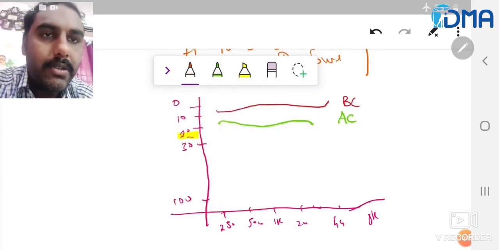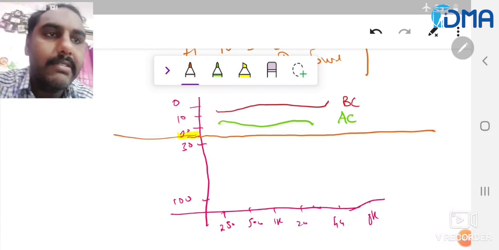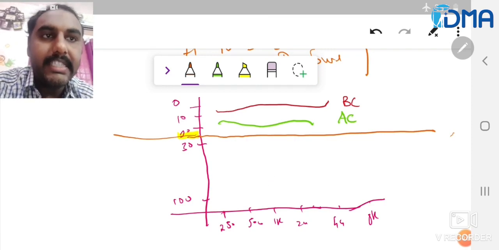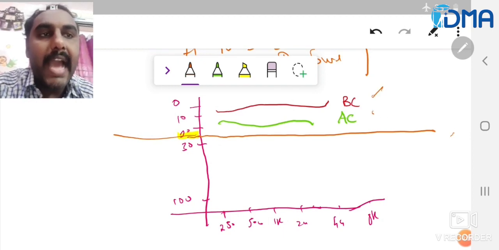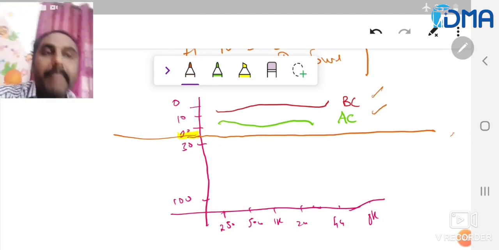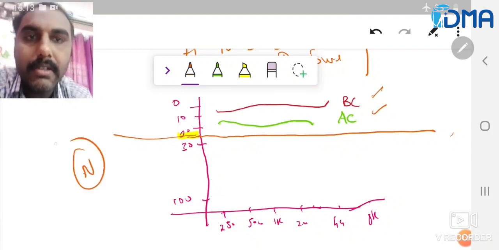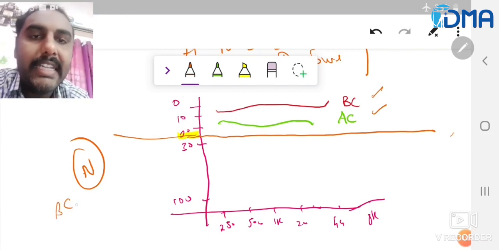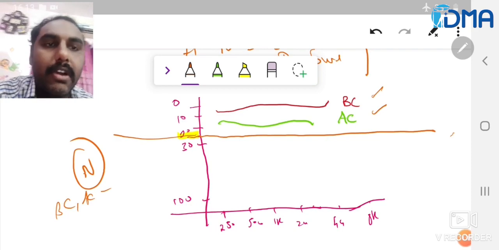Okay, 0 to 25, say this is the 25 decibel normal value marking curve. Up to this it is normal, anything below this it is abnormal. So now in this graph, the bone conduction is in the normal range, the air conduction is in the normal range. That means the audiometry graph is normal, right. So when both bone conduction and air conduction are in the normal range, it is normal.